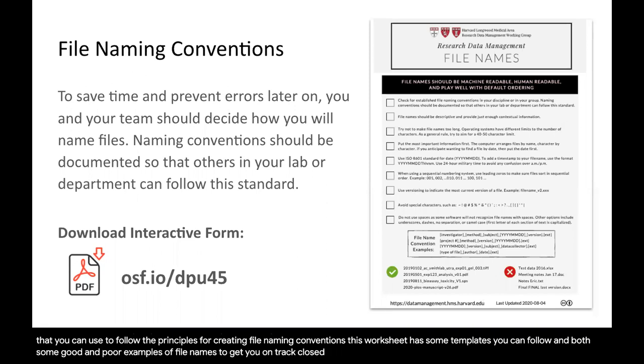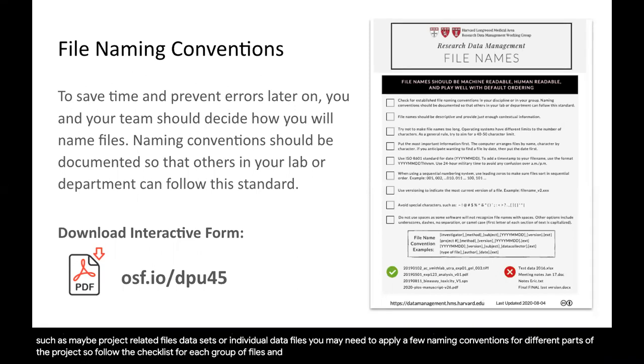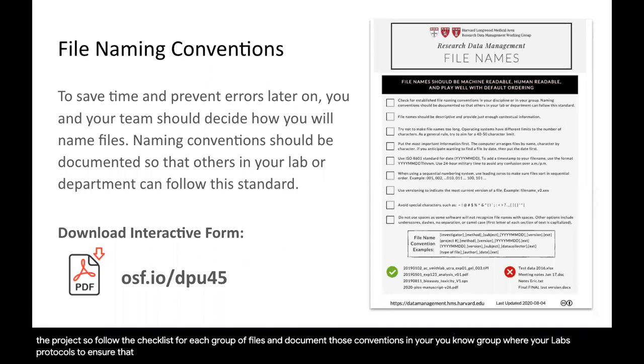Using these checklists, you should think about the groups of files that you may need to name, such as project-related files, data sets, or individual data files. You may need to apply a few naming conventions for different parts of the project. Follow the checklist for each group of files and document those conventions in your group or your lab's protocols to ensure that everyone is following the standard conventions that you create.